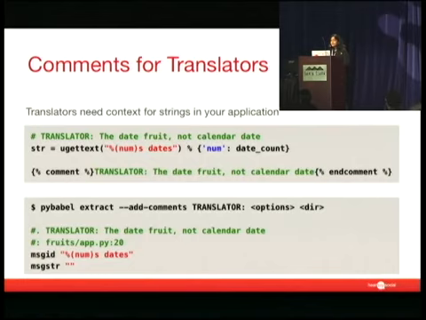You can extract these comments and put them in the PO file by just adding the add-comments option in your extraction command line call. And you'll see that in your PO file that comment shows up. I also show an example of how to do this in your templates. The templates provide a comment and endcomment tag to do this.